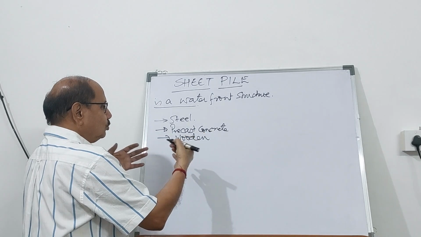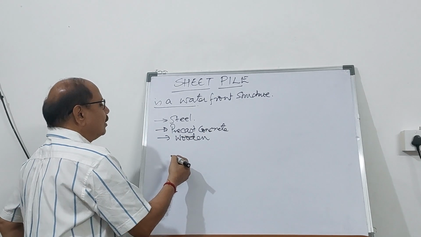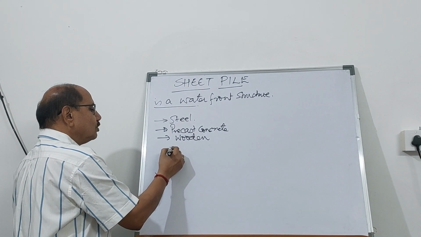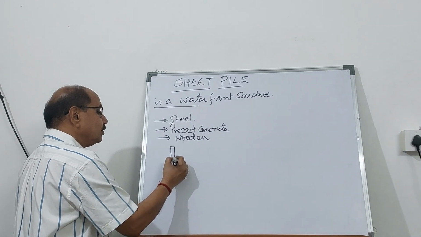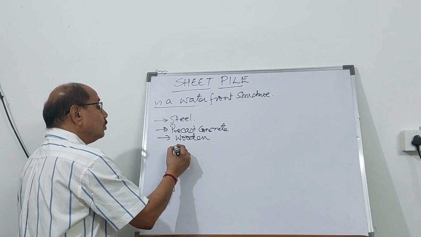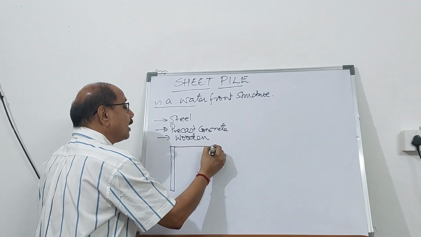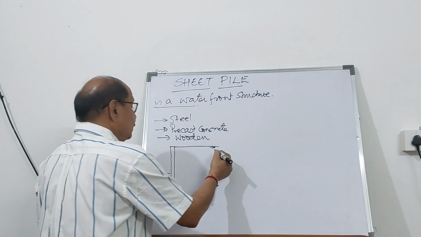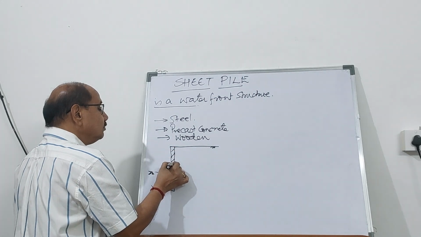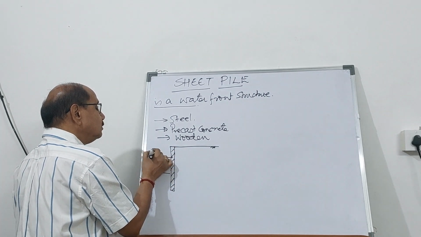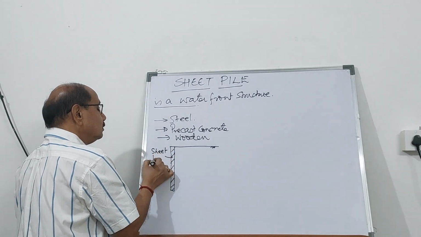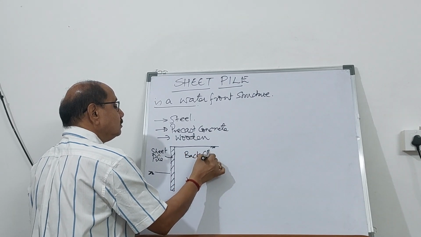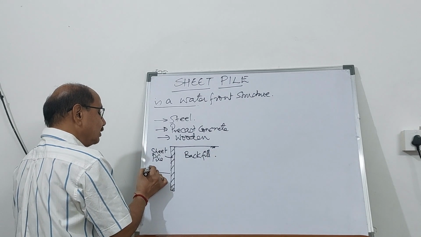You can join two sheets together by the connecting element, and therefore you are going to have a sheet pile like this. So you can have the sheet pile, and this sheet pile, which is a thin element, can retain the backfill, and this is called the dredge line.